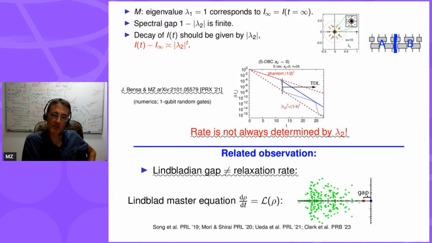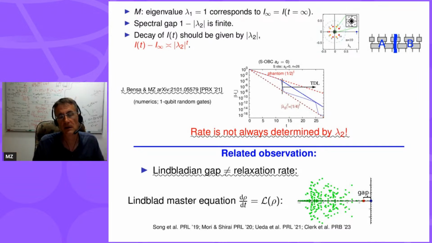We did some numerics with my PhD student Yash Bensa, and we observed a surprising behavior: up to extensively long times, so up to times proportional to n, the number of qubits, the decay was actually different. It was slower, as if there were some mysterious phantom eigenvalue. So the bottom line is that the decay rate is not always determined by lambda 2.